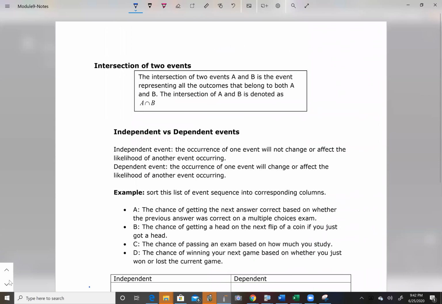All right, what's next? The intersection of 2 events. So what we were talking about is the union. So we wanted everything. The intersection of 2 events, they only want the cards that are going to be in the middle. Okay, so the intersection of the example that we just did would have been that 1 out of 52, just that one card in the middle.